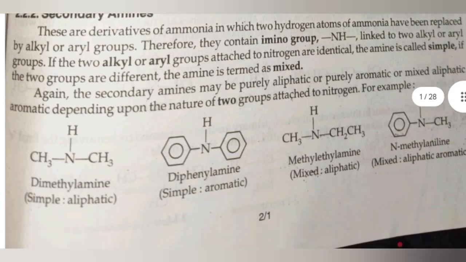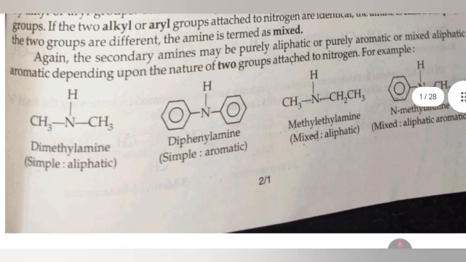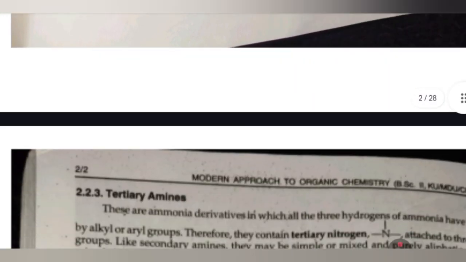Secondary amines. These are derivatives of ammonia in which two hydrogen atoms of ammonia have been replaced by alkyl or aryl groups. Therefore, they contain an amino group linked to two alkyl or aryl groups. If the two alkyl or aryl groups attached to the nitrogen are identical, the amine is simple. If the two groups are different, then the amine is termed mixed. Again, the secondary amine may be purely aliphatic or purely aromatic or mixed aliphatic-aromatic depending upon the nature of the two groups attached to the nitrogen.